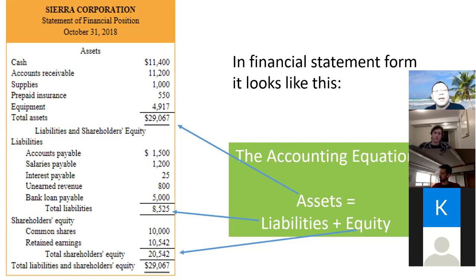Okay, awesome. From this information, you can see the total asset is 29,067, the total liabilities is 8,525, and the total shareholders' equity is 20,542. Liability plus equity equals asset. If it's not, something's wrong with that statement. The accountant must have done something wrong. So this has to be balanced. That's how we got the other name, balance sheet. Balanced means asset equals liability plus equity.